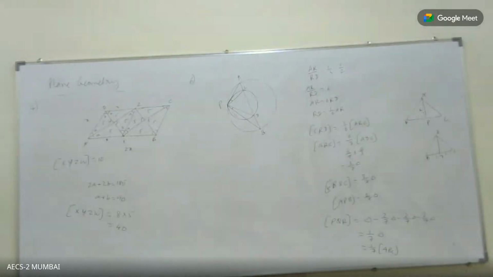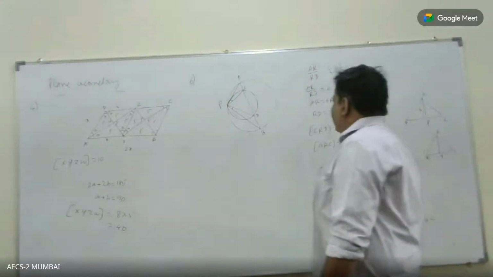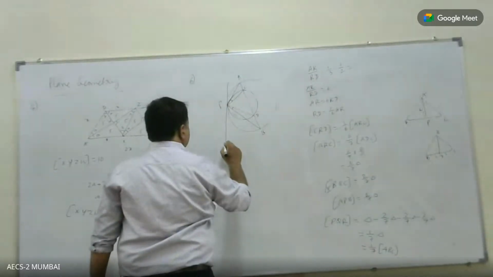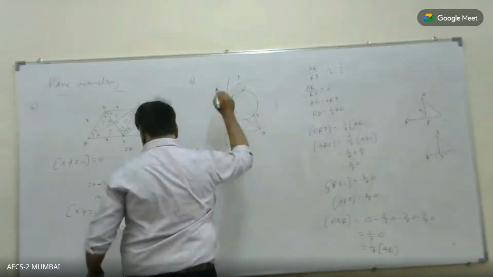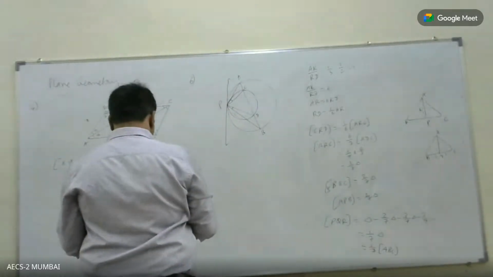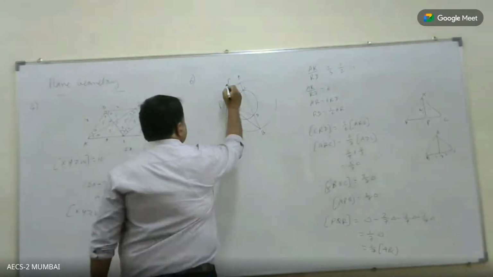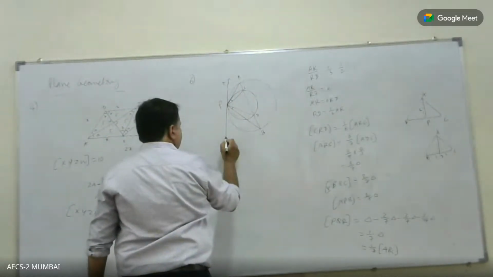Okay, shall I show the proof? Someone already got it. One child got it, I saw. Okay. See, what I do, I take a tangent through P. I call it TS, tangent TS.